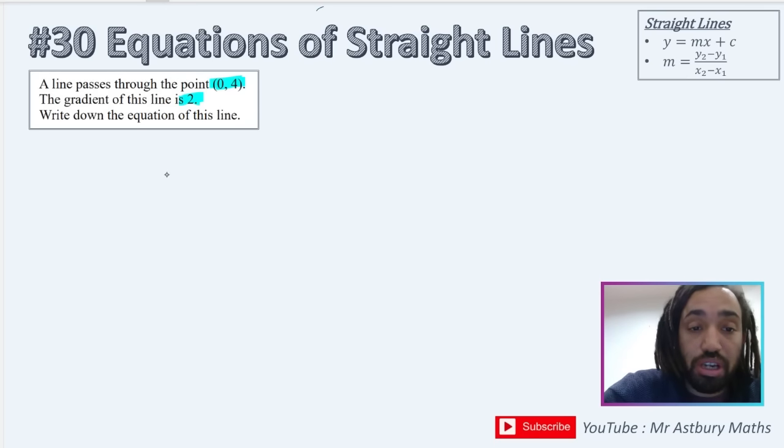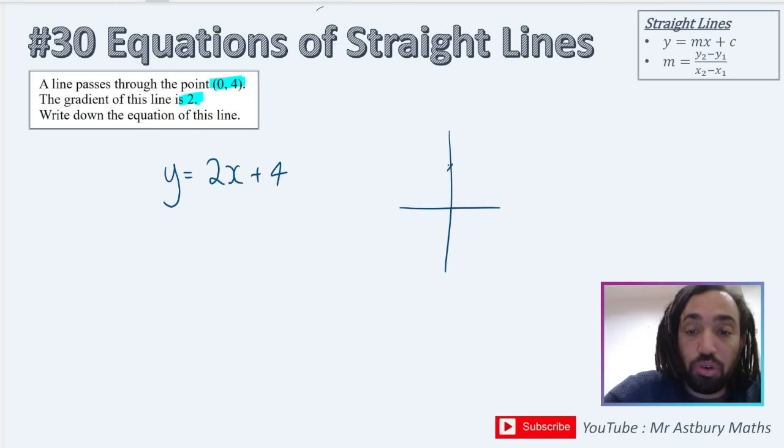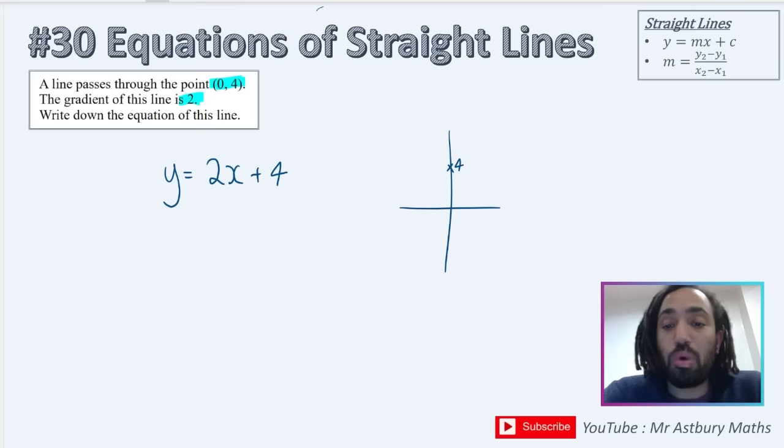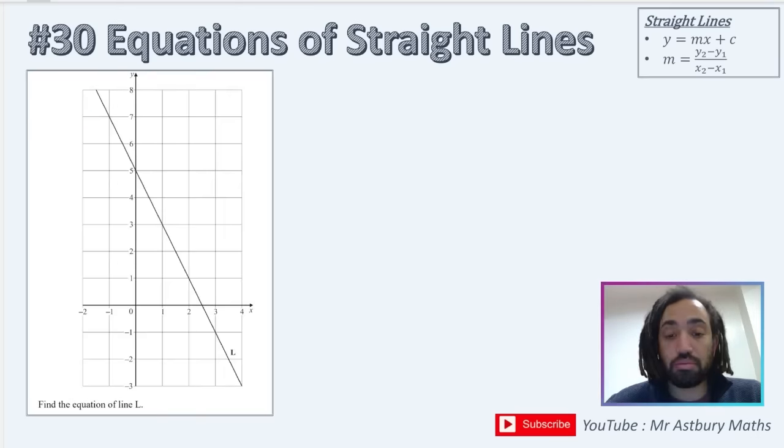So therefore, the equation of the line is y is equal to the gradient, which we're told is 2, x plus 4, because we know it goes through the point (0, 4), which is right here on the y-axis, so that's the y-intercept. Okay, next question.